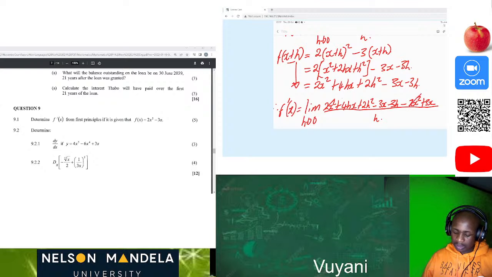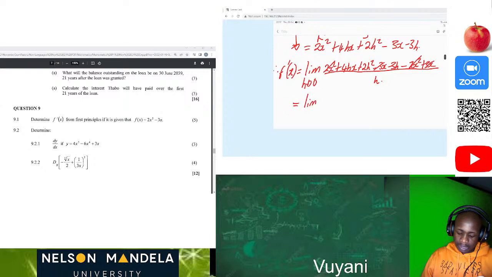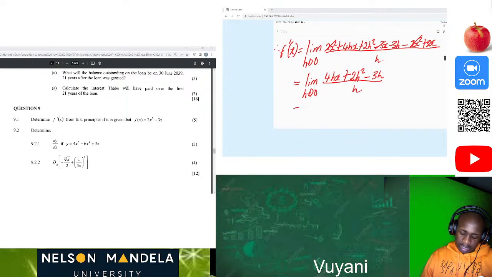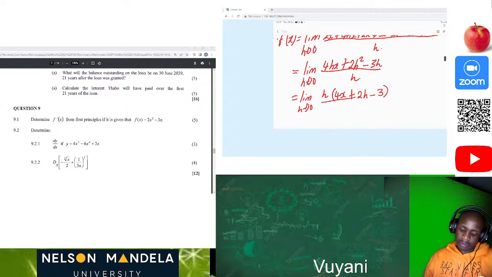This and this will cancel. This and this will also cancel. Then we are now left with the limit as h approaches 0 of 4hx plus 2h squared minus 3h divided by h. Then we look for the common factor of the numerator. When we look for the common factor on the numerator of h, then we'll be left with 4x plus 2h minus 3. Then you divide all through by h.